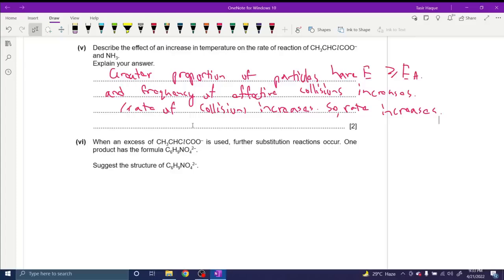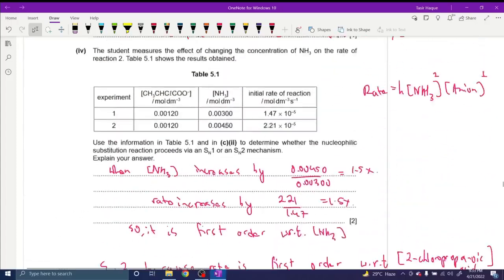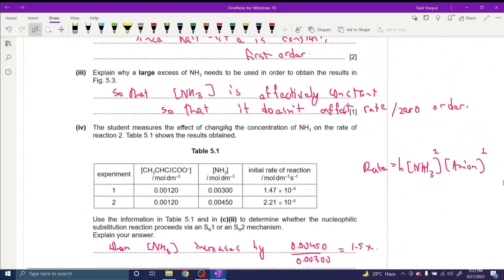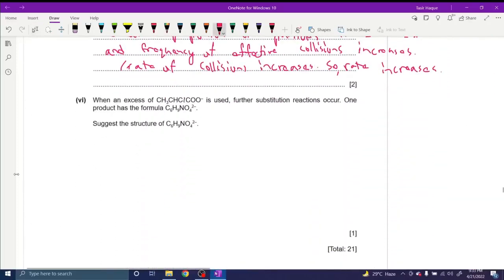One product has the formula C6H9NO4 2 minus. Suggest the structure of C6H9NO4 2 minus. This is important. So what you guys need to understand is what is occurring here. Nucleophilic substitution. If you use ammonia in a closed vessel, nucleophilic substitution can occur multiple times. Okay. So what happened initially?